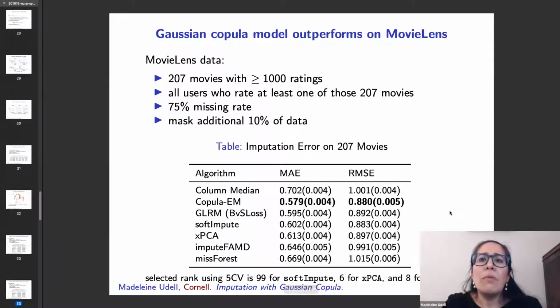One thing worth noting here is that the best rank selected using 5-fold cross-validation for different of these low rank methods can be quite different.